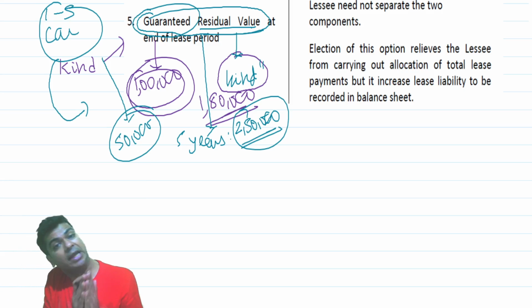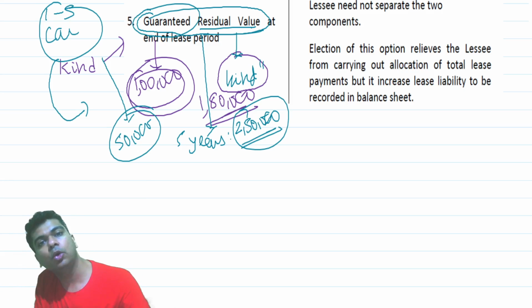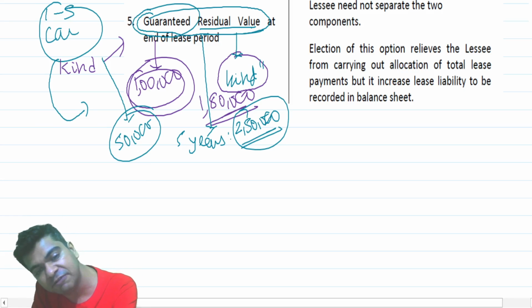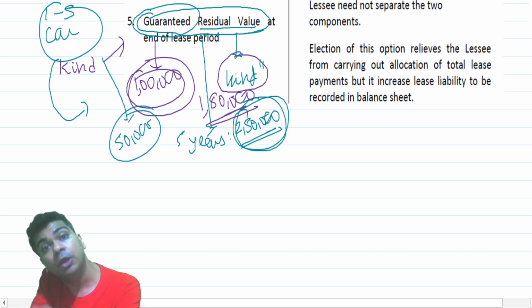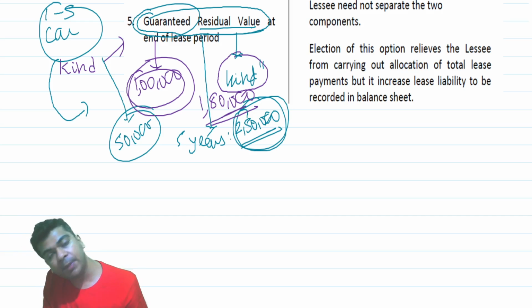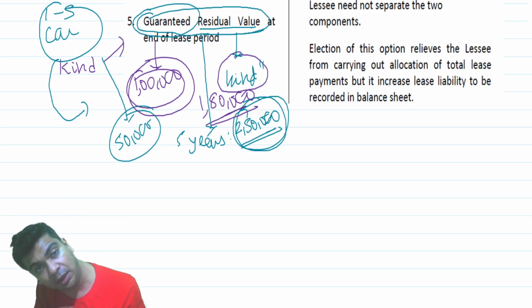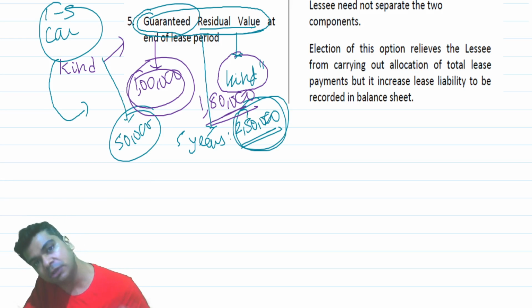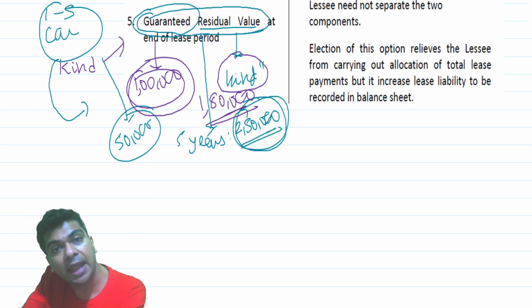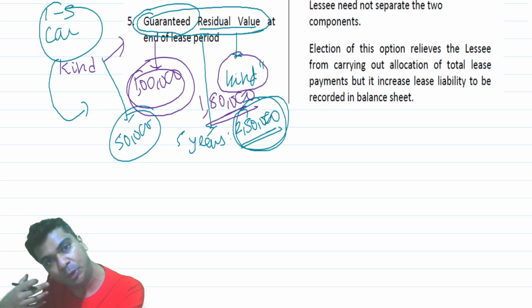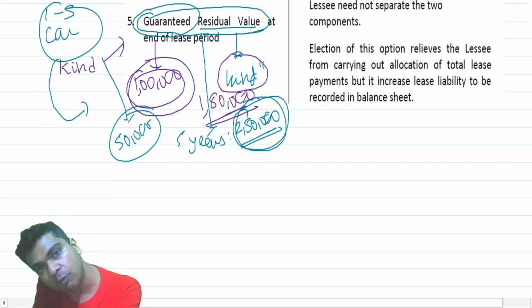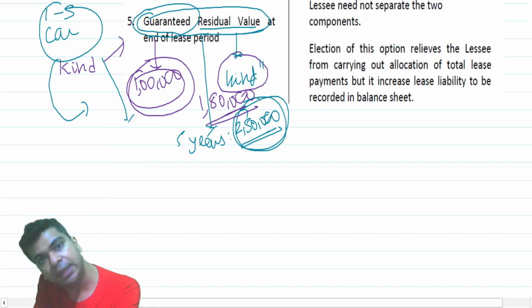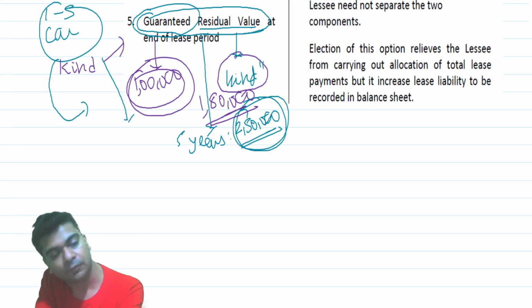The only thing I was trying to say is that although you will include it in the lease payments, although you will say 2,50,000 is a part of the lease payment, you don't have to pay 2,50,000 in cash. You have to pay 2,50,000 in kind, in a sense that the car that you return, the PPE that you return, for that matter any asset that you have taken on lease, when you return it, it must have a minimum value equivalent to the guaranteed residual value.